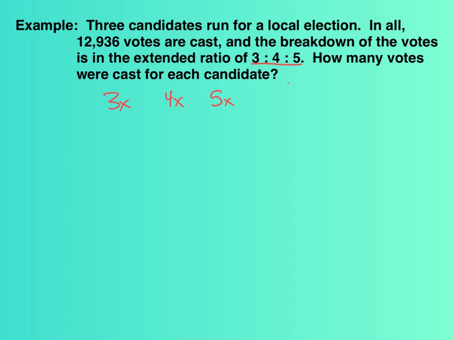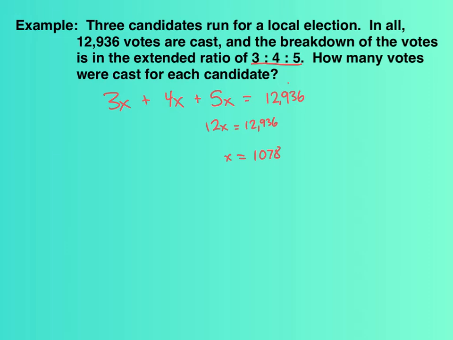And the way you'd find the total is you would add them together, which would equal then the 12,936 votes. All right, well, 3 plus 4 plus 5 is 12x is equal to 12,936. You divide that by 12, and x is equal to 1,078, sorry.